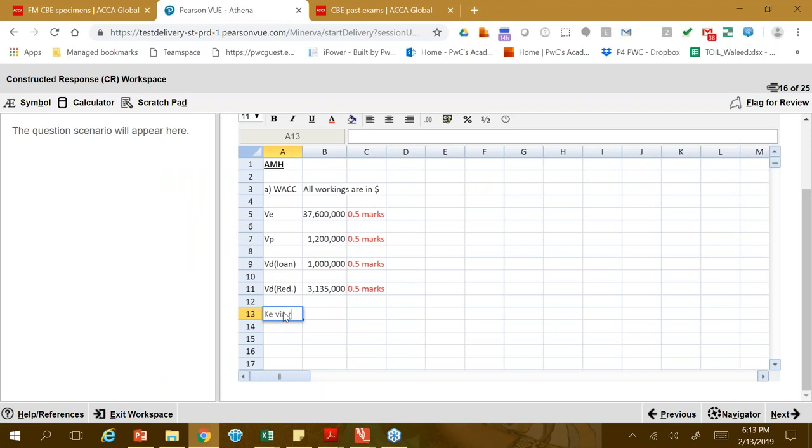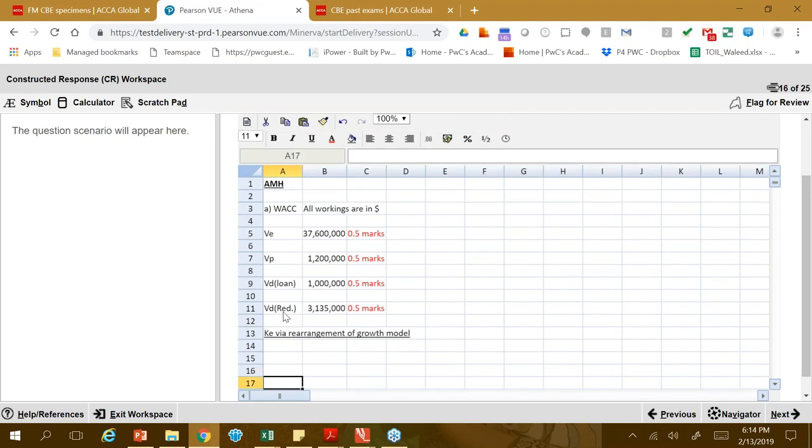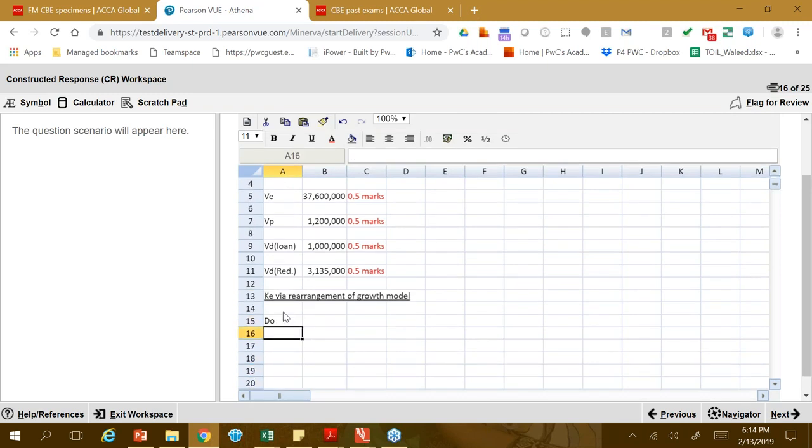KE via rearrangement of the growth model. We need 3 things here. We need the dividend now, the share price, which has to be ex-div, and we need the growth.